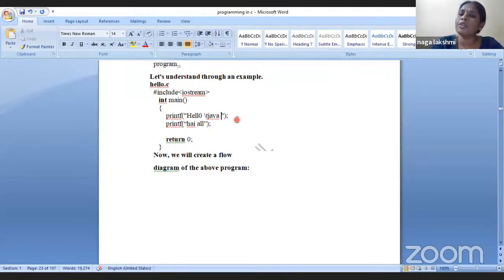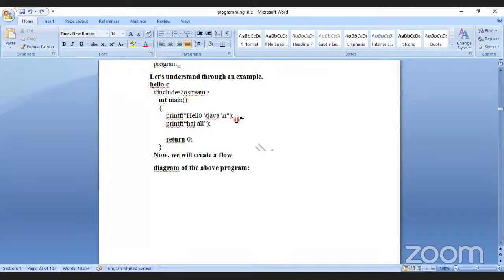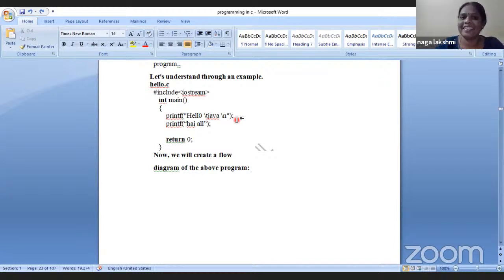If I want that to be displayed in the next line, I just include slash n, which is meant for a new line. Okay. Slash n means a new line. Got it, everyone? Very good. This is the two printf statements.